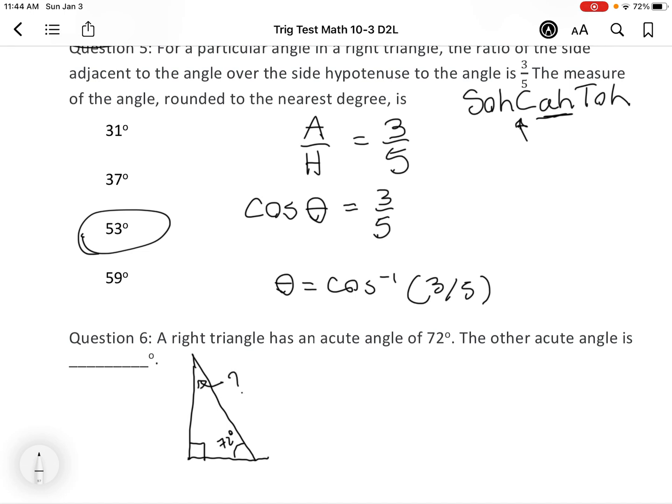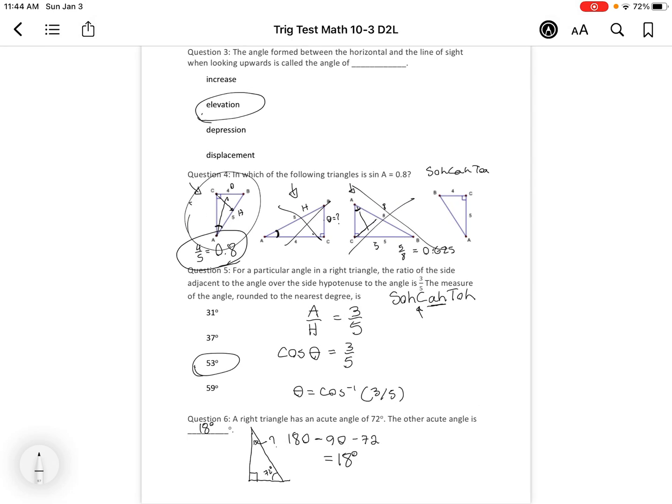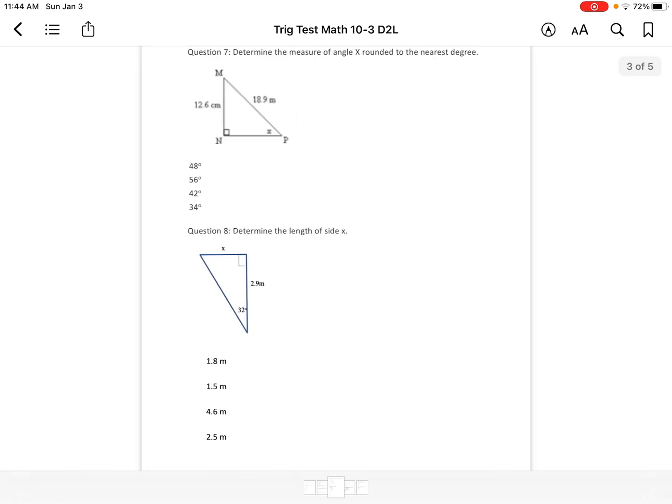Well, this is where we have to use the fact that all three angles add to 180. So the leftover angle is going to be whatever is left over from 180 if we subtract out the other two. And if you go 180 minus 90 minus 72, you're going to get 18 degrees. So that's what should go here. Okay. All right. Question 7. Whoops, I've got to go here.